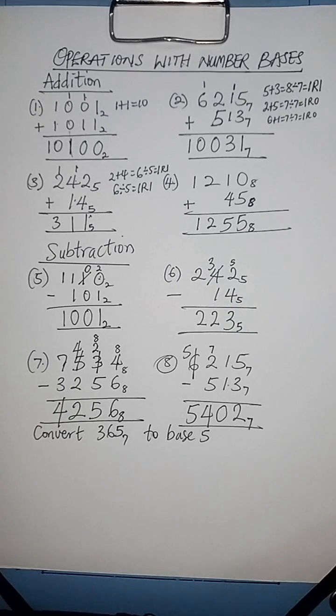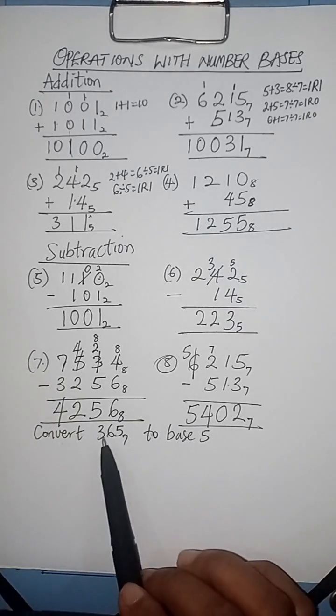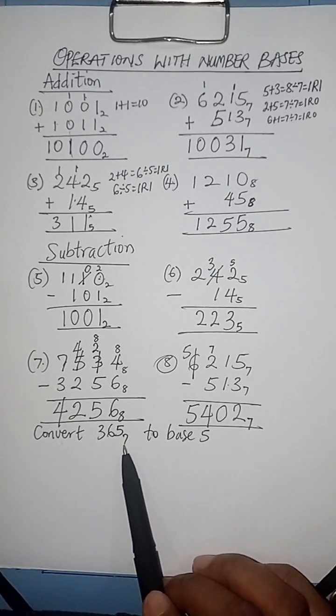Now let me add an extra question to the addition and subtraction which we're doing. Well, this is under conversion from one base to another, but I didn't do this when I was doing the last video on how to convert from one base to another. So I'm going to add it to this operations with number bases as an extra example to the addition or subtraction involving different number bases. So in this case, I have to convert 365 in base 7 to base 5.